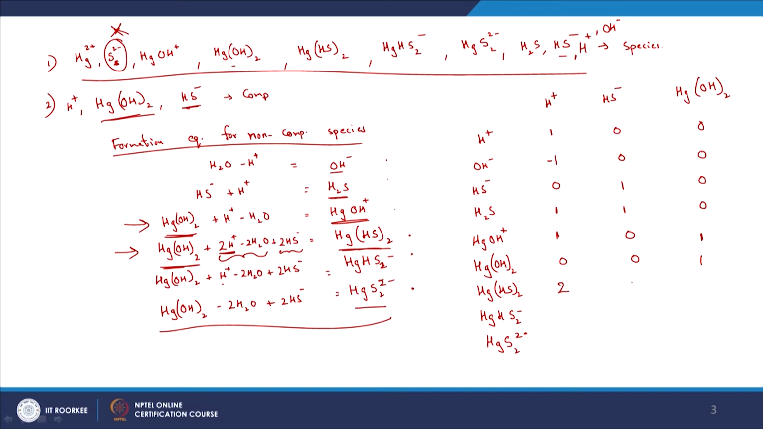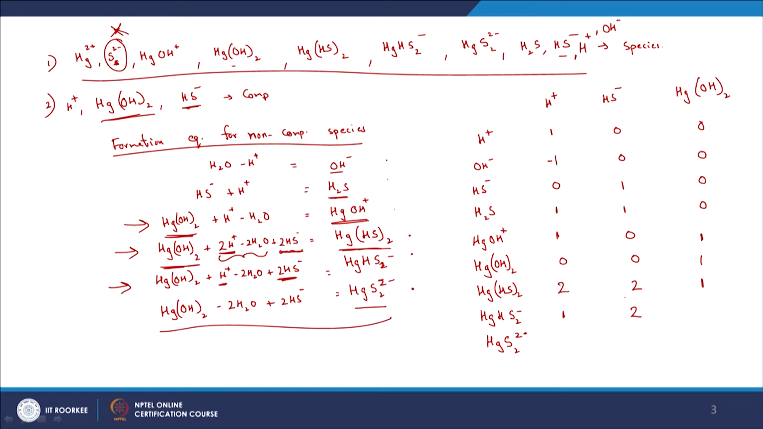And what else here? And I also need 1 HgOH twice. And the next aspect would be HgHS2 minus, and from this equation, I need 1H plus as I see here, and 2HS minus as I see here, and one HgOH twice, as is obvious here.